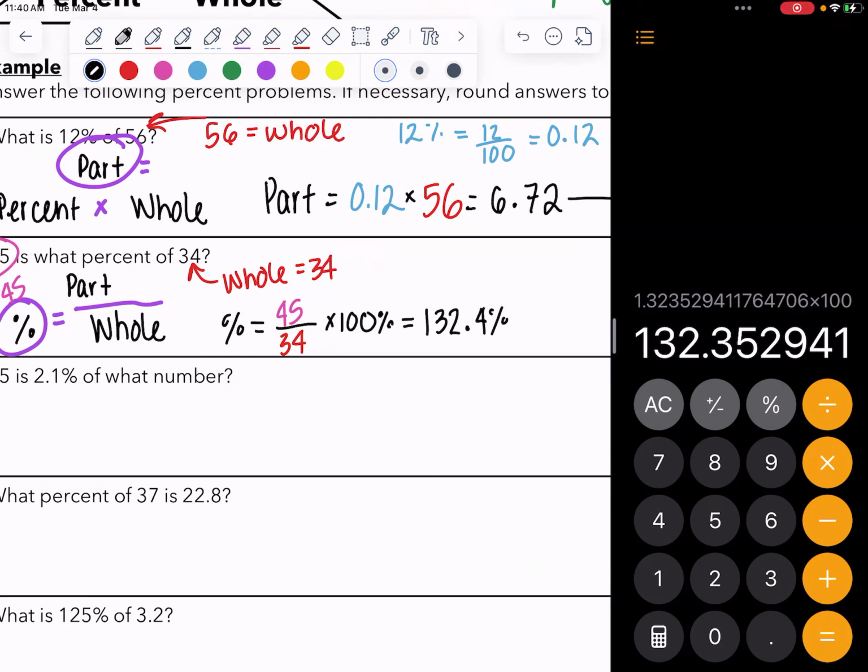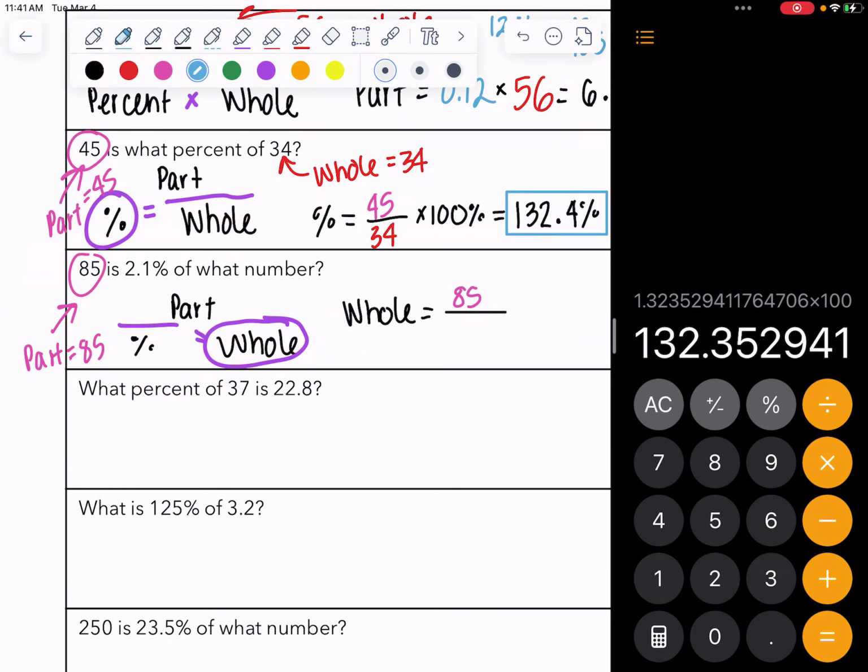And if I move this a little bit, the whole is going to be equal to the part divided by the percent. The whole will be equal to the part divided by the percent. So this one right here must be the part. The part would be 85. So we have 85 divided by 2.1%, which needs to be converted into a decimal number.